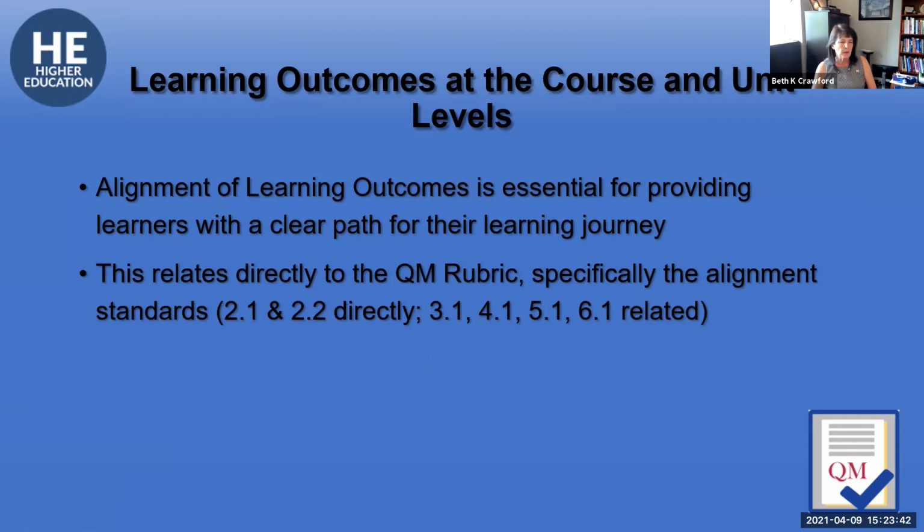So just to talk a little bit about how we looked at them, we looked at learning outcomes at the course and the unit levels, and those kind of already exist. Those exist in the QM principles, in the standards, in all the things that we're doing. It's very important that there's alignment for our learning outcomes to provide the learners with a clear path of, to be able to do this, I'm going to be able to do this and this and this and this, and all of those things are going to feed to it. This principle aligns directly with the QM rubric and specifically with the standards 2.1 and 2.2 directly. We're going to talk directly about 2.1 and 2.2, but then there's also a little bit of connection towards the end with 3.1, 4.1, 5.1, and 6.1. So we're going to look a good bit at the QM standards and how they apply.